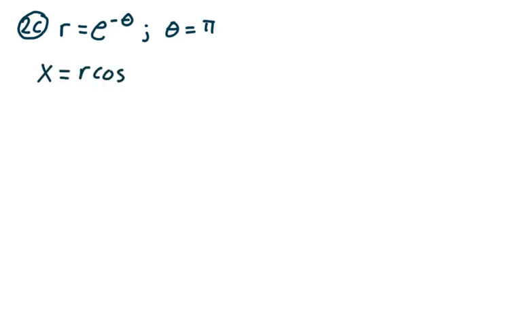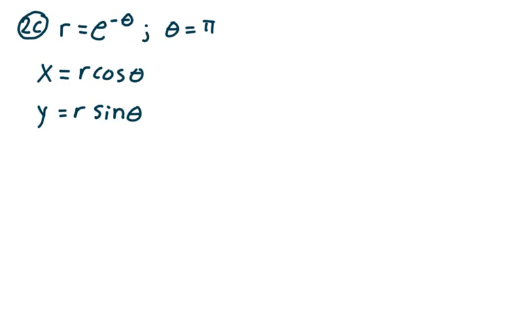Now, 2c is interesting. This is not going to be on exam 4, but it can be on the final. So I thought it would be worthwhile to go over it. Now, here we have r equals e to the negative theta, okay? And theta equals pi. So a natural question is, what do we do with this? But we know that x is equal to r cosine theta. y is equal to r sine theta. Okay? Now notice that r is a function of theta, right?